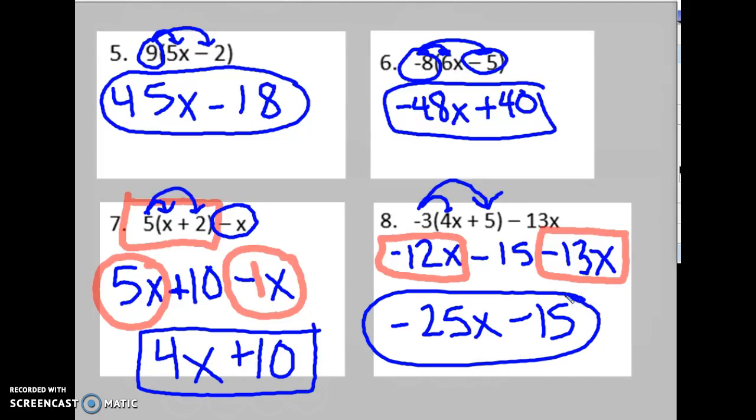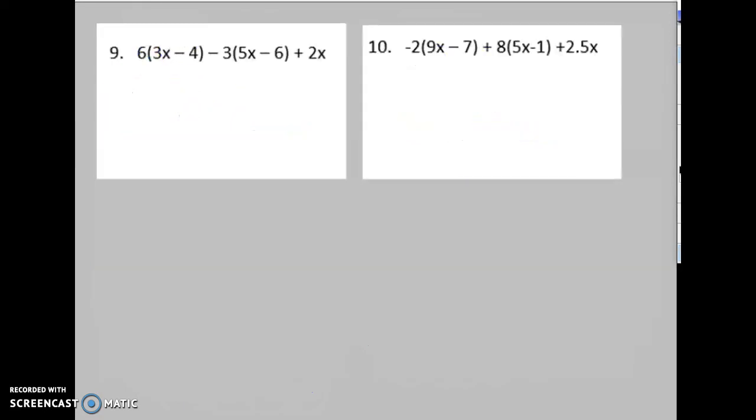All right, now we're going to go a little bit further, and we're going to try one that has two sets of distributive property. So first, focus on the first set of distributive property, which I've put a big rectangle around. So 6 times 3x gives me 18x, and 6 times negative 4 gives me minus 24.